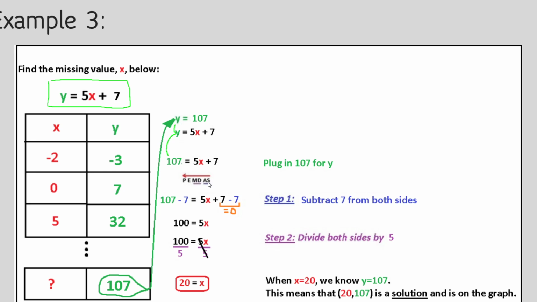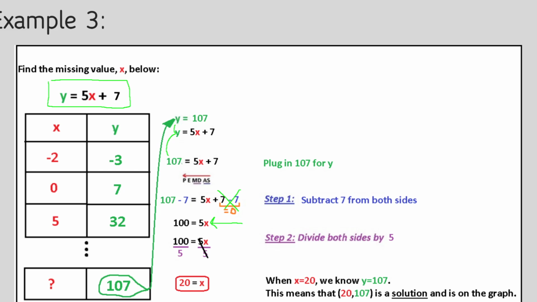We subtract first. So we're going to subtract 7 from both sides. On the right side, these cancel out because 7 minus 7 is 0. On the left side, we have 107 minus 7, which gives us 100. So now we have 5x is equal to 100.